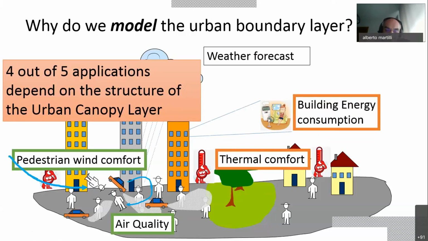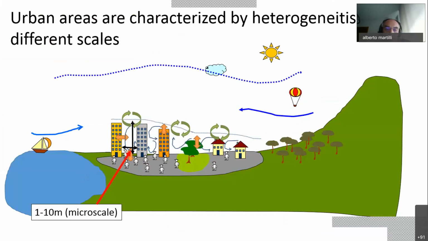layer. So if we want to know the best way to model the urban boundary layer, you have to think about these applications. So it's important to keep in mind that in urban areas, we have a bunch of heterogeneity at different scales, as Janet just said before.